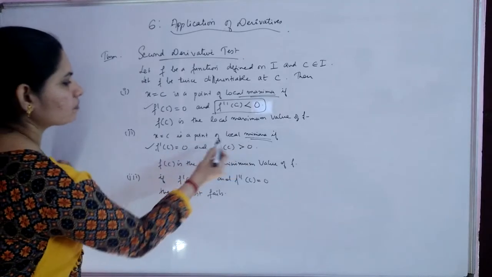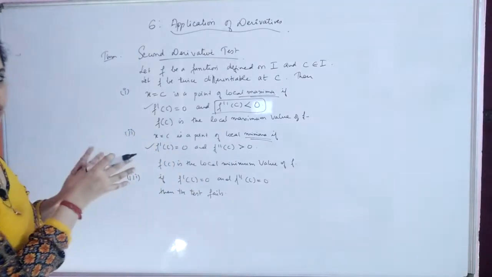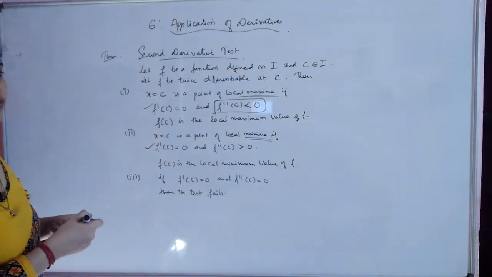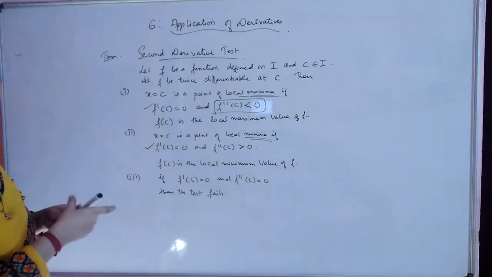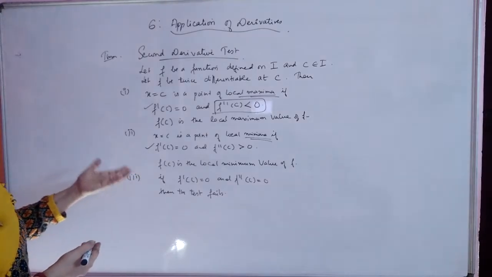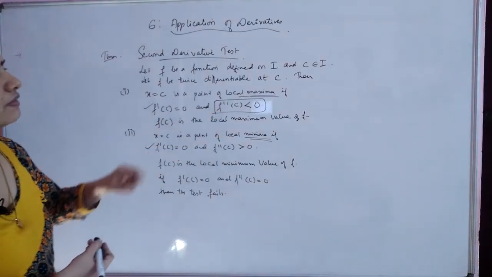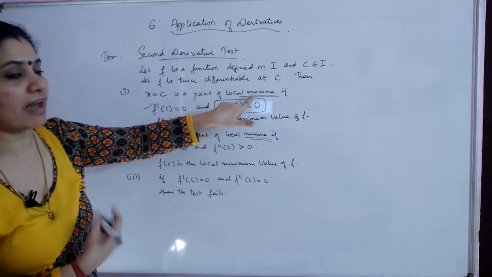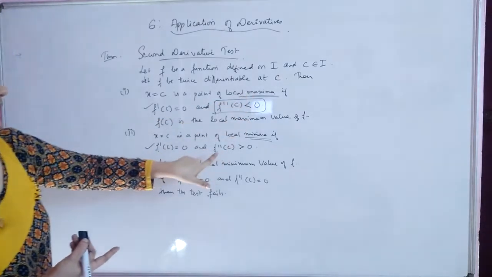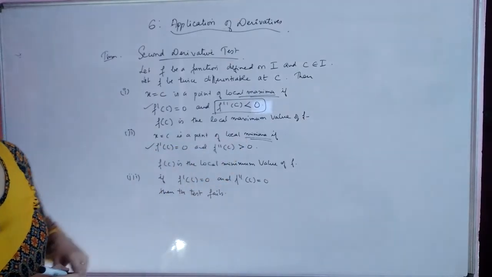Okay. So when you substitute that c value in f dash, you will get it to be 0, because from there only we are finding out that f dash of x equal to 0 is giving you the point c. Then if you replace it in the same thing, you will get it to be 0. So this will be satisfied. But for the second derivative, if you get less than 0, it is a point of local maxima. If you get greater than 0 for the same point, it is a point of local minima.